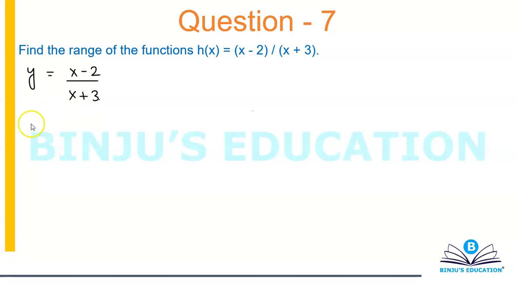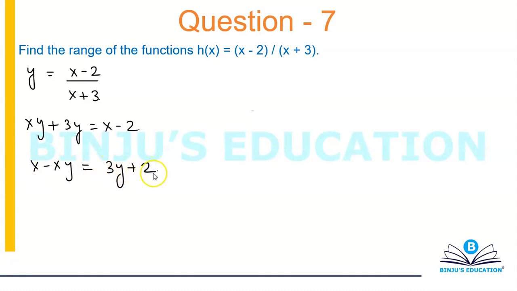Okay. So I basically have y in terms of x. In order to calculate the inverse, I need x in terms of y. That's what I'm looking for. So I'm gonna write xy, basically cross multiplying it, plus 3y, that is equal to x minus 2. I'm gonna have x minus xy is equal to 3y plus 2. Or I'm gonna have x(1 minus y) is equal to 3y plus 2.